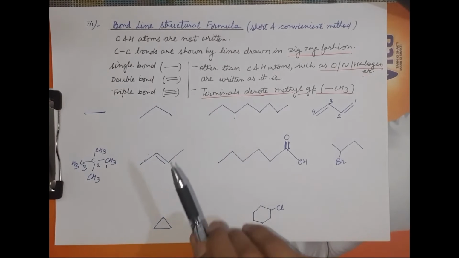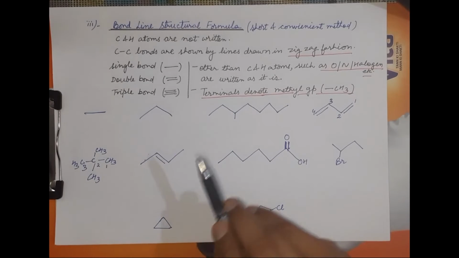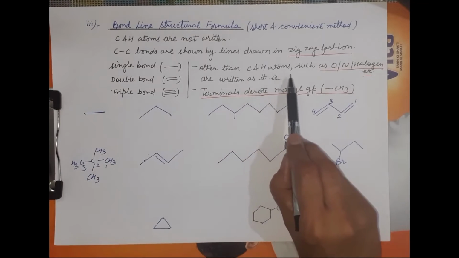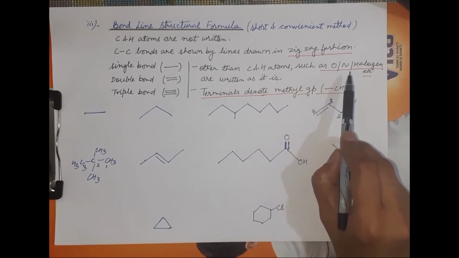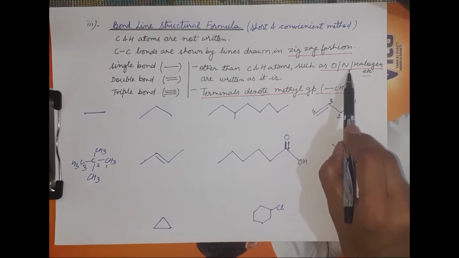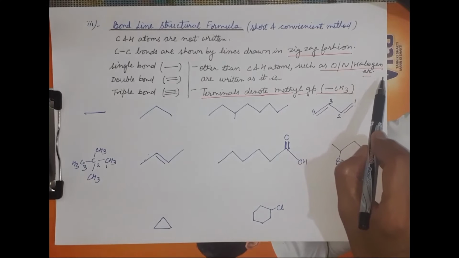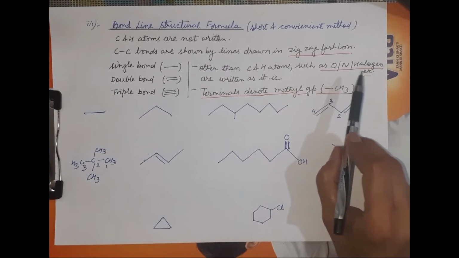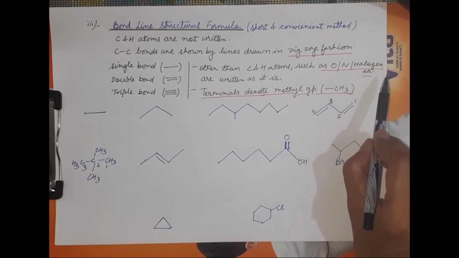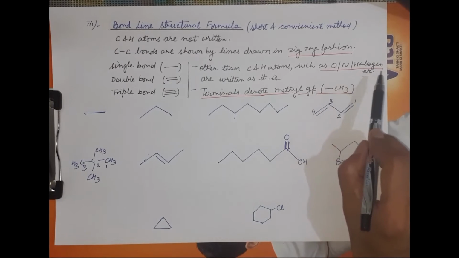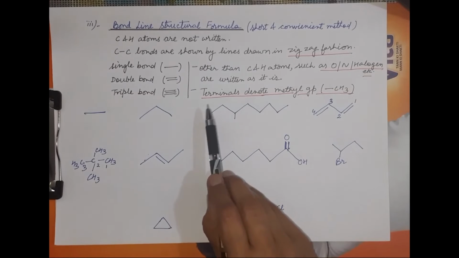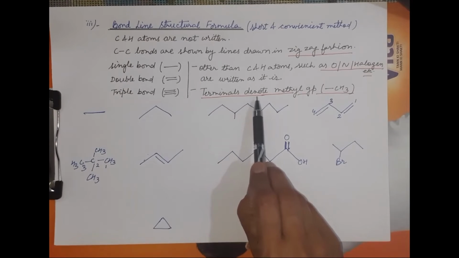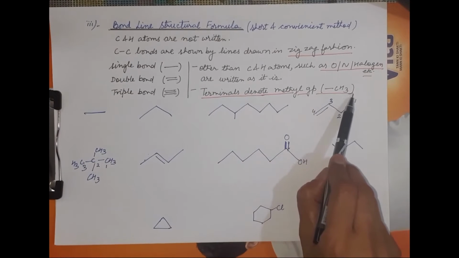If atoms other than carbon and hydrogen are present, like oxygen, nitrogen, halogen, etc., they are written as such. Wherever oxygen, nitrogen or halogen are there, they are written as such. And the next point is that the terminals denote a methyl group.